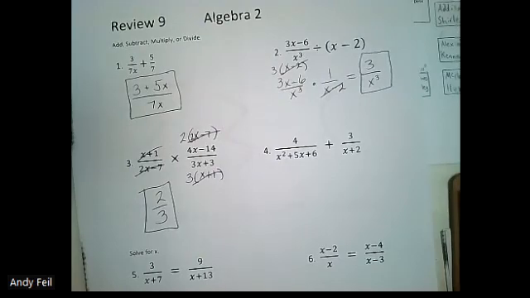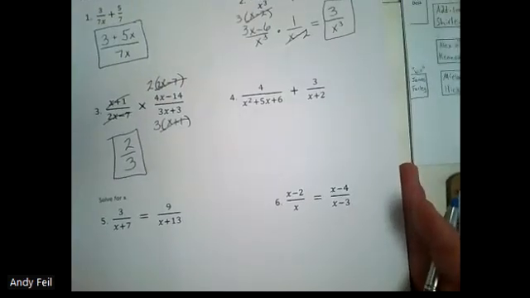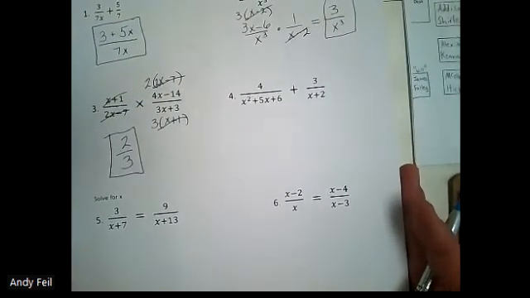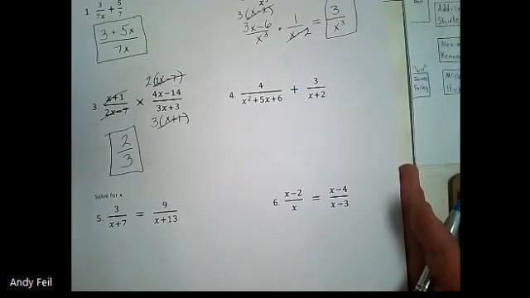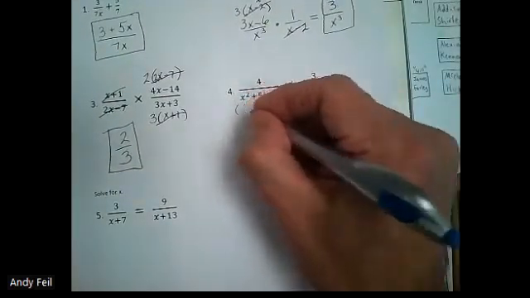All right, number 4. By far the most difficult problem on the entire test. Not even close, because it's an adding and subtracting, and you have to actually do some factoring on this one. So you have to think about this. What two numbers multiply to give you 6?